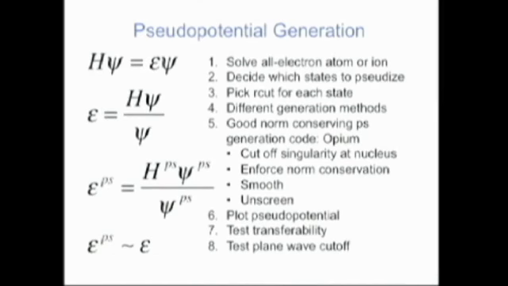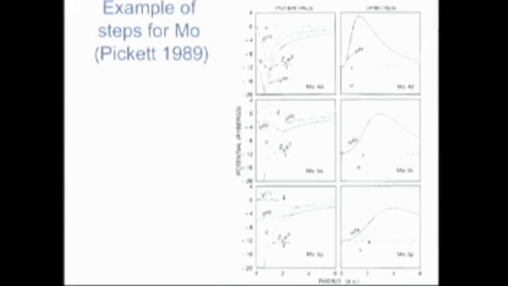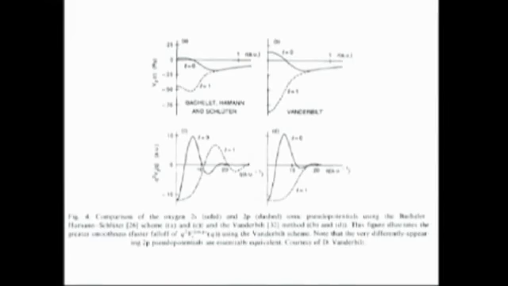So basically, I have a list here. I don't have time to go through the different steps, but there's a set of mechanical steps for finding a pseudopotential. There's different ways of doing it. Here's an example for molybdenum. I already showed the example for carbon, so I'm not going to go through this in any kind of detail. If you apply different methods, though, of making pseudopotentials, you get different pseudopotentials. So it's a non-unique construction.